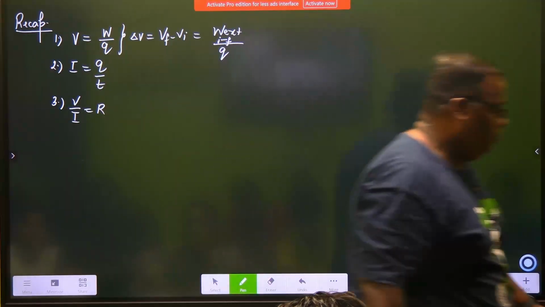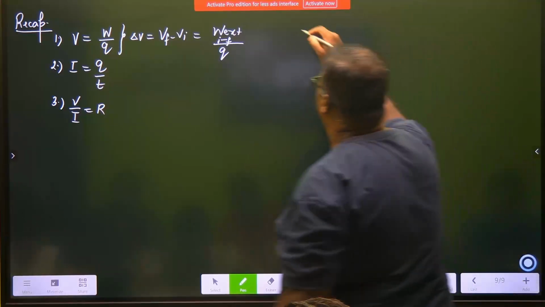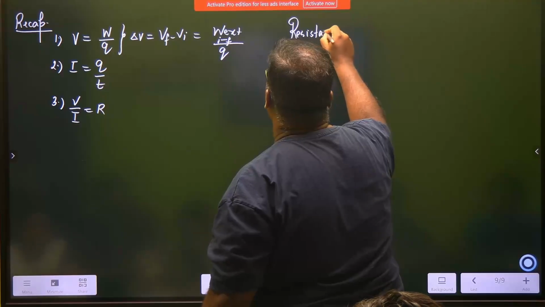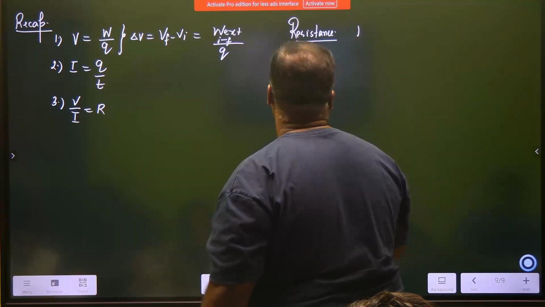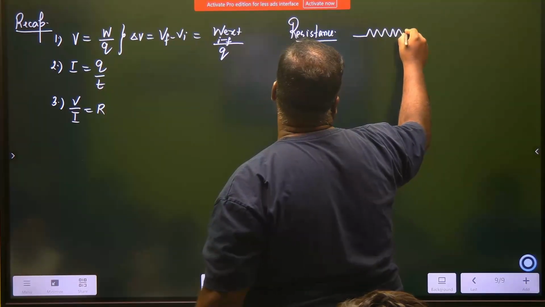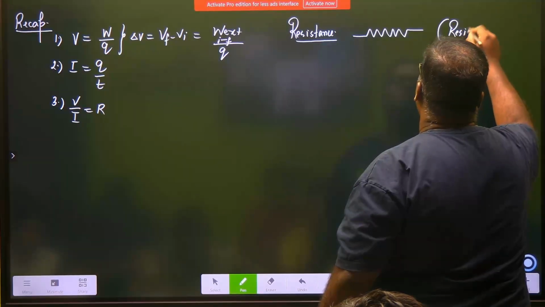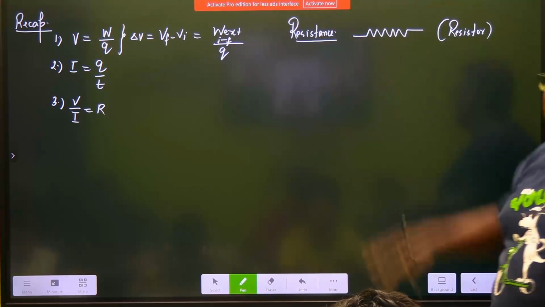Now, before proceeding further with resistance, let's talk about the symbols. The circuit symbol for a resistor, this is not for resistance actually, this is the symbol of a resistor. All this we will study today. A resistor shows resistance.